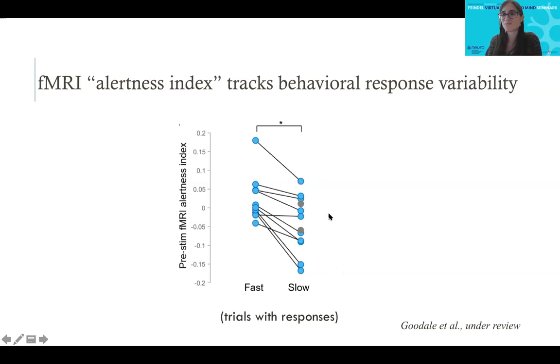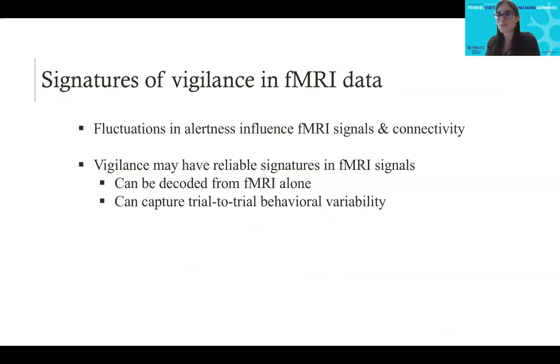So to wrap up this part of the talk, we see that fluctuations in alertness can influence our fMRI signals and connectivity, but also that their signatures in the fMRI dynamics may be reliable enough for us to decode someone's ongoing levels of alertness from fMRI, and that the estimates we're getting can correlate with the trial by trial response variability during the task. And so the goal is hopefully these methods can provide tools for studying vigilant states, especially when you don't have external measures recorded, and to then probe further how it interacts with behavioral variability.